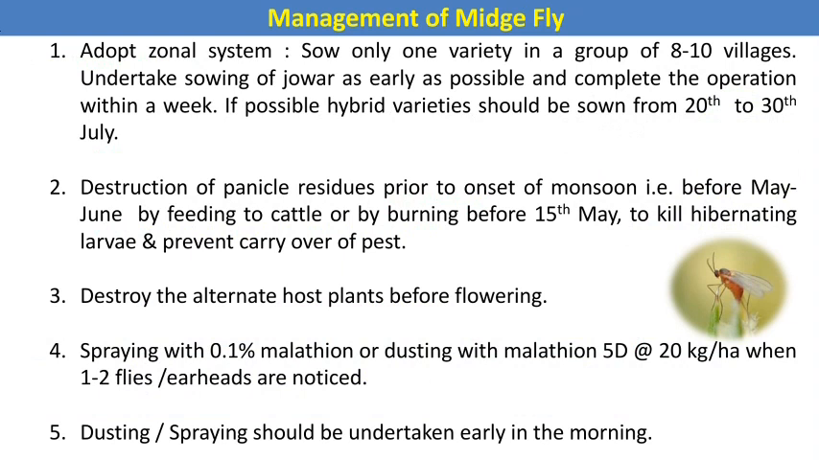Then destroy the panicle residue prior to the onset of monsoon, that is before May-June, by feeding to cattle or by burning before 15 May, to kill the hibernating larvae and prevent the carryover stage of the pest. Then destroy the alternate host before flowering. Then spray 0.1% malathion, or dust with malathion dust 5D at the rate of 20 kg per hectare. Dusting or spraying should be undertaken early in the morning. This is the management of the midge fly.